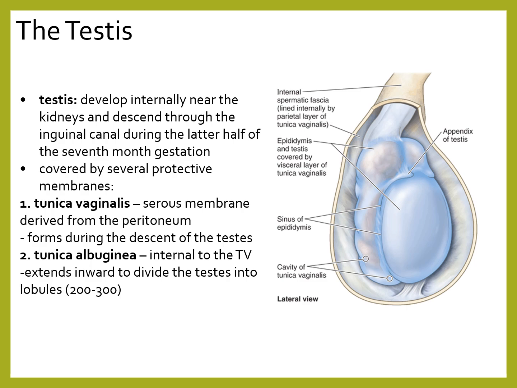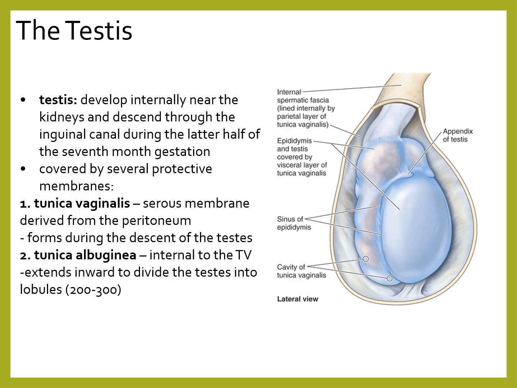But they also take part of the serous layer of the peritoneal membrane. So they will actually take part of the parietal peritoneum with them. And this will form a protective layer around the testes called tunica vaginalis. The layer inside of that is called the tunica albuginea, and it actually divides the testes up into lobules.